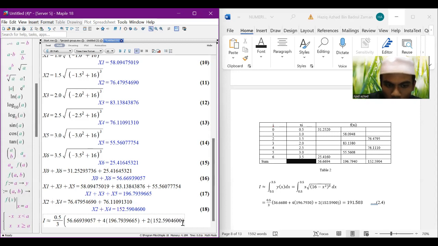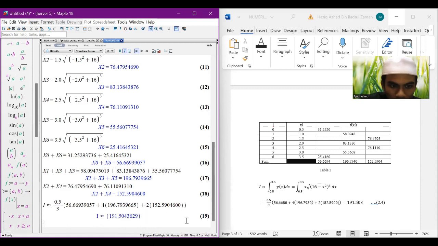This will let us click in the table for the first line. This is for the first line. For the second line, the sum we need to multiply by 4, and for the third line we need to multiply by 2. And finally, just insert it in the calculation, we get the value which is 191.504. So this is the coverage between the river and the ridge.